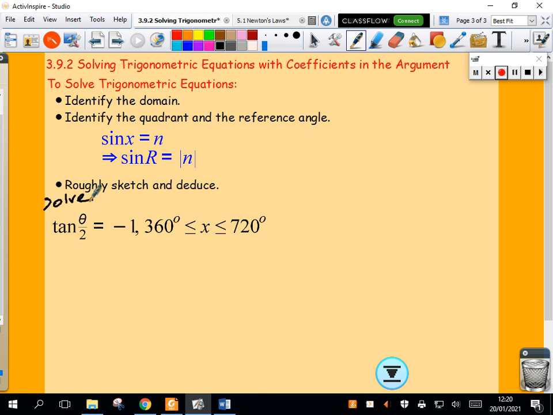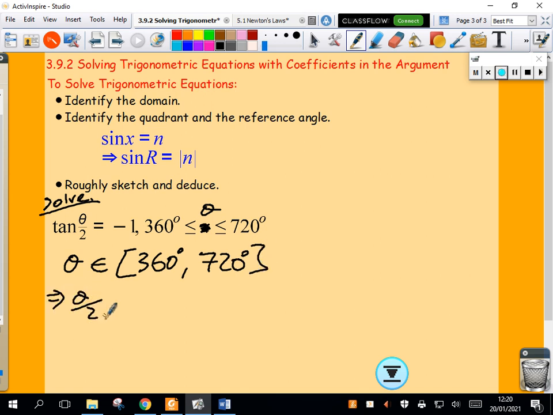So I'm trying to find what theta is. I'm given a kind of trickier domain here. That's a typo, that should say theta. So tan of theta over 2 is equal to -1. Theta is between 360 and 720. Identify the domain. Theta is on the interval from 360 to 720 degrees inclusive, which means theta over 2, well, actually we're dividing by 2 here, will be on the interval from 180 degrees to 360 degrees.